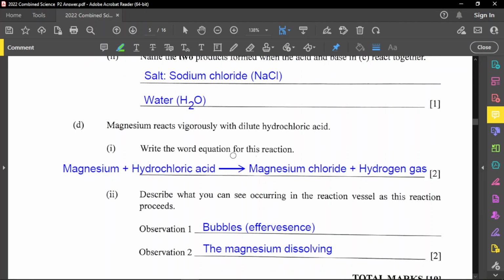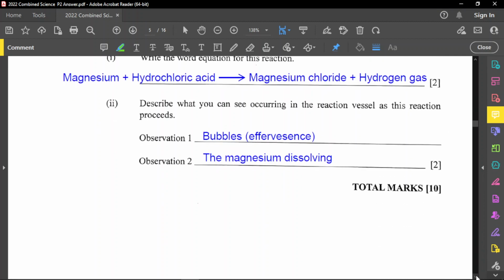Part D: magnesium reacts vigorously with dilute hydrochloric acid. Write the word equation for this reaction. The word equation will be magnesium plus hydrochloric acid gives you magnesium chloride and hydrogen gas. And you could also practice the balanced chemical equation as well, because sometimes they ask you to do that.